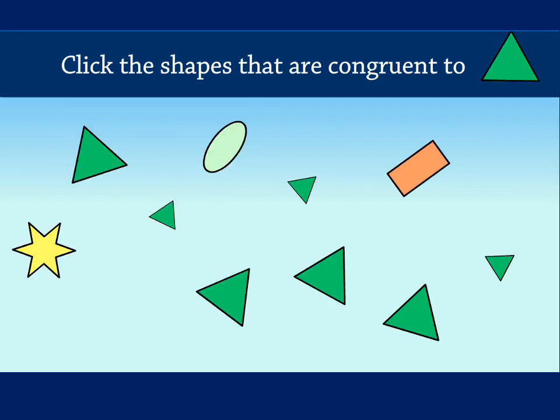Next one. The green triangle in the top box, match it to the ones below if they are congruent. Don't forget, it's the exact same shape and size.